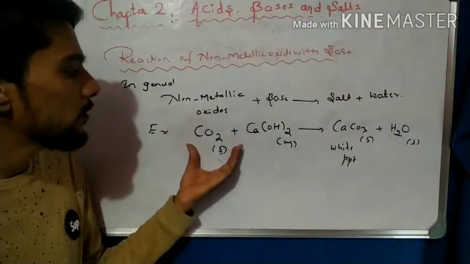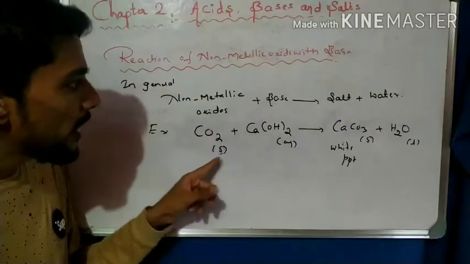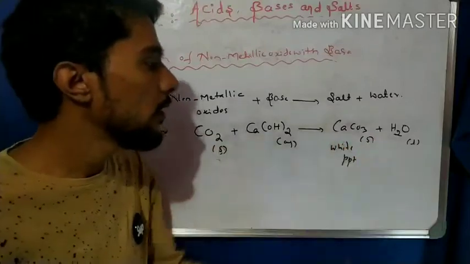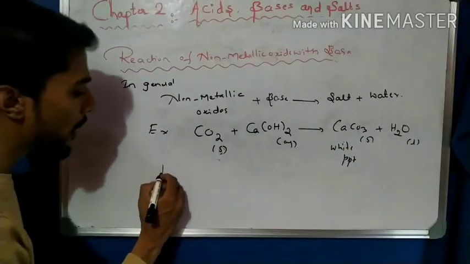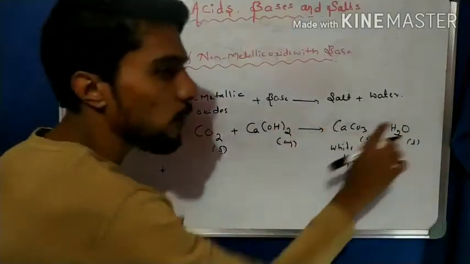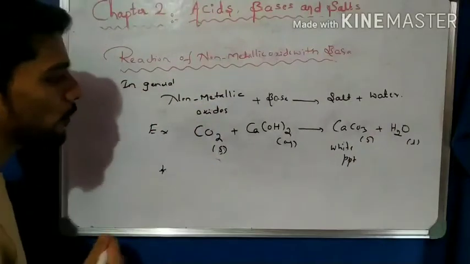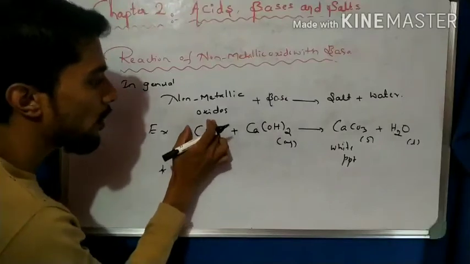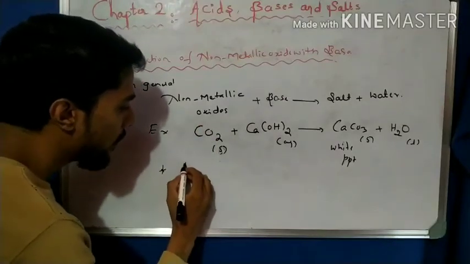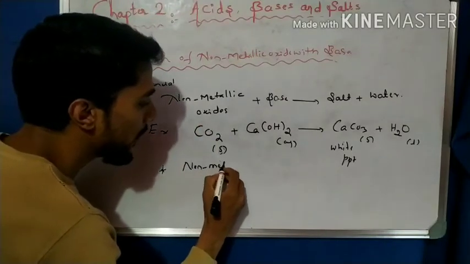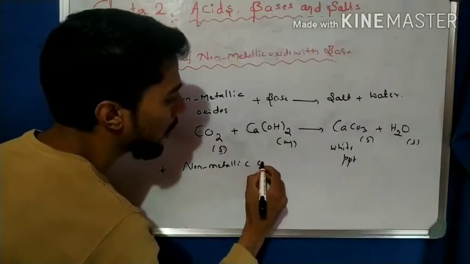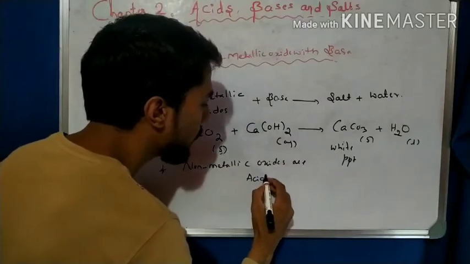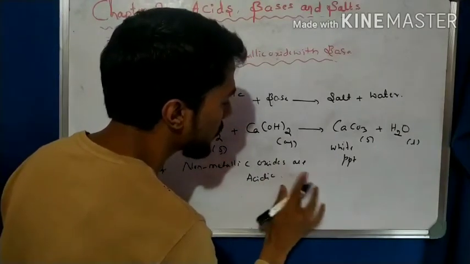Carbon dioxide is a non-metal oxide, and calcium hydroxide is a base. When they react with each other, we get the white precipitate. And the very important point here is you get salt and water. So now the very important point: metal oxides are basic in nature, and non-metal oxides, like carbon dioxide, are acidic in nature. Acidic oxide.